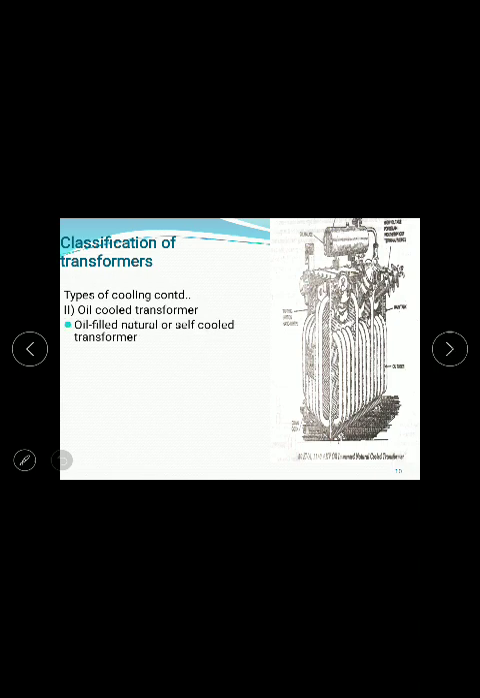Oil filled natural self cooled transformer. Oil filled forced air cooled transformer. Oil filled forced water cooled transformer.